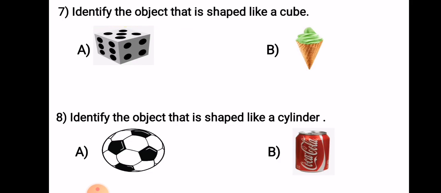As you can see, we need to identify the object that is shaped like a cube. A cube is one of our 3D shapes and it looks like blocks. So, did you get the answer? Super, the dice. And here we need to identify the object that is shaped like a cylinder. As we just said, a cylinder looks like a soda can.